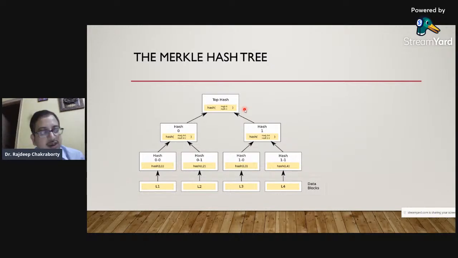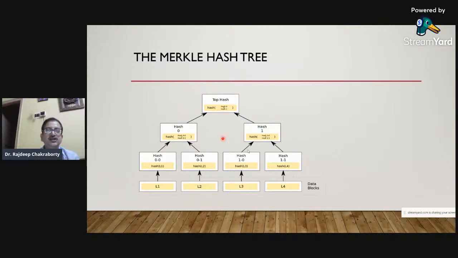The Merkle hash tree is also there. Typically, in the binary Merkle hash tree that was proposed in Bitcoin, you compute the hash of each of these values. Then in the next level, this is the hash of the previous two hashes, this is the hash of the previous two hashes, and then the final hash is calculated.